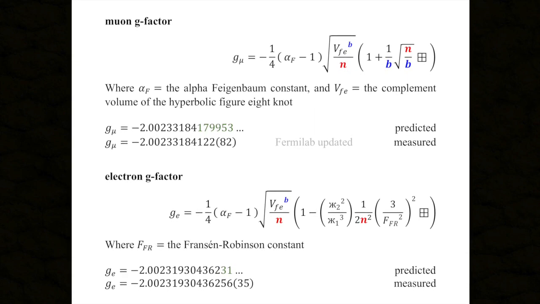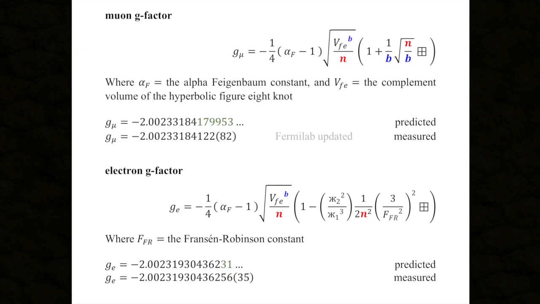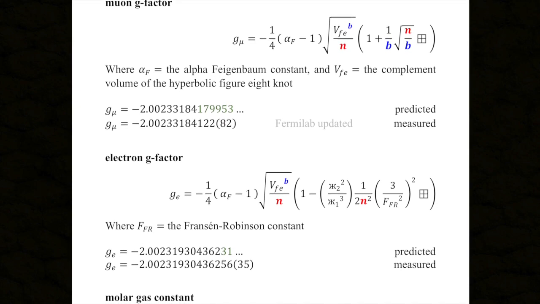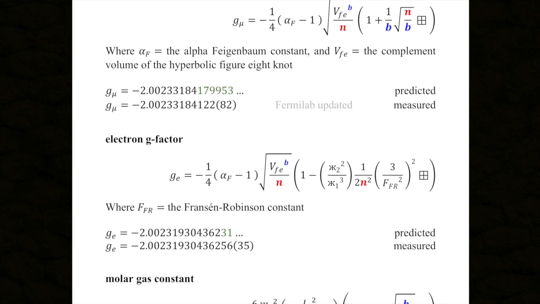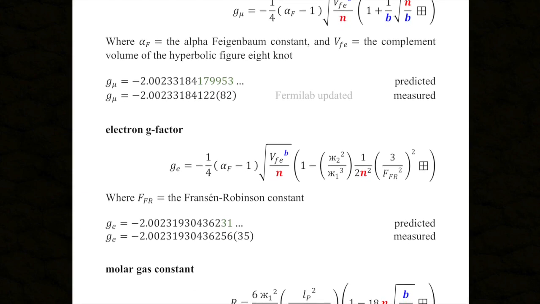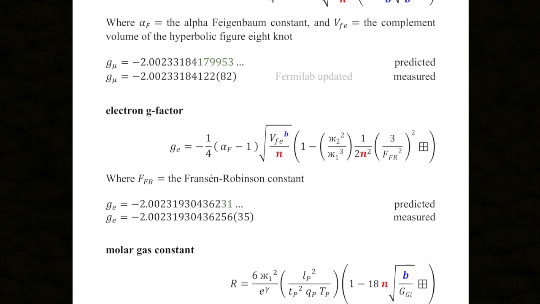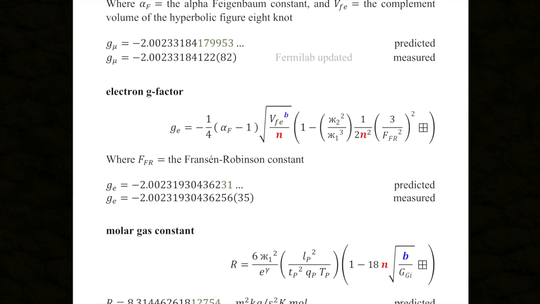The electron g factor has a primary action that's identical to the primary action of the muon g factor, and its primary boundary is just 1, just like the muon g factor's primary boundary is. Its terminal action is a combination of J2s and J1s and the Frenz and Robinson constant.